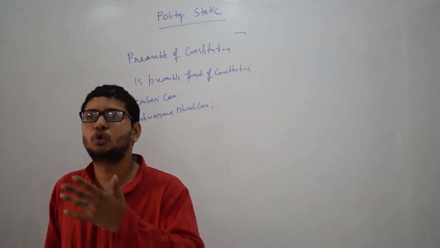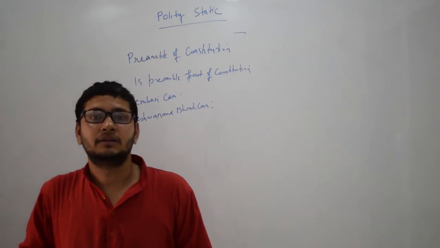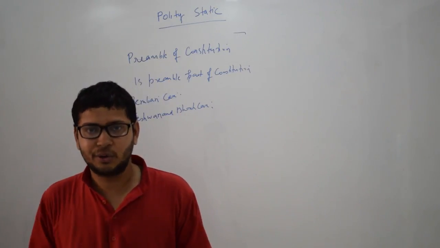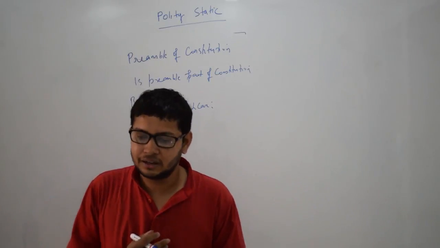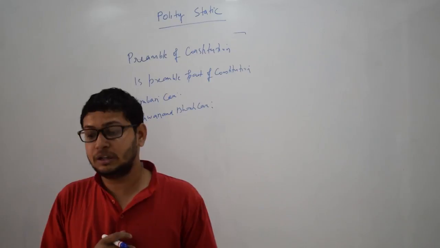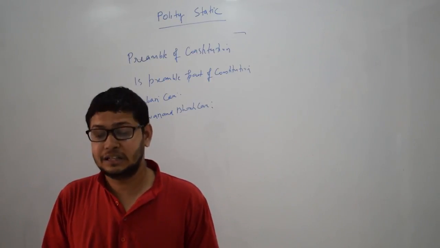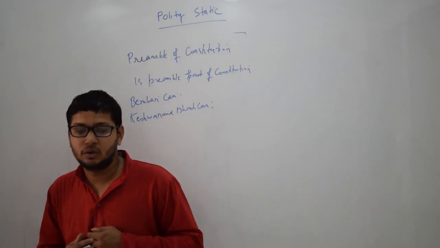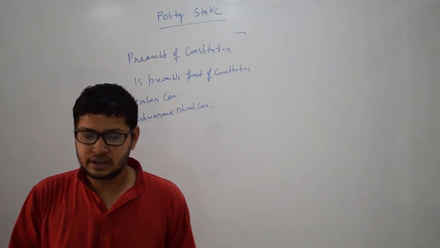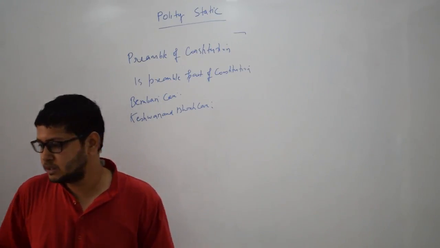You cannot go to court and say that in the preamble equality is written and Ambani is so rich and I'm so poor. You cannot go to court to say that. And secondly, it is neither a source of power to the legislature nor a prohibition on the power of the legislature. So this ends the second chapter of Laxmikant, which is the preamble.